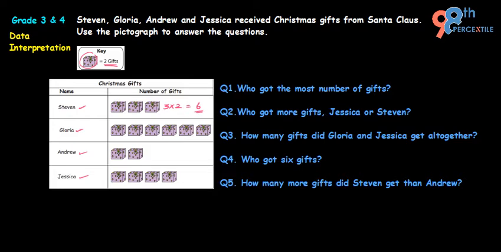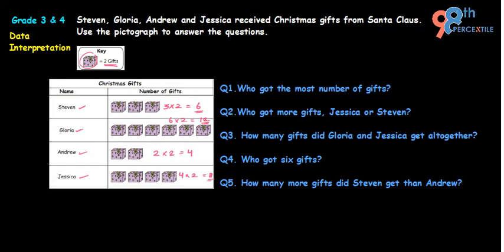Gloria gets 1, 2, 3, 4, 5, 6. There are 6 different boxes here. So the total number of gifts that Gloria gets is 6 times 2, that equals 12 gifts. The same way, Andrew gets 2 times 2, that is equal to 4 gifts, and Jessica gets 4 times 2, that equals 8 gifts. So now we are clear with who has received how many gifts.